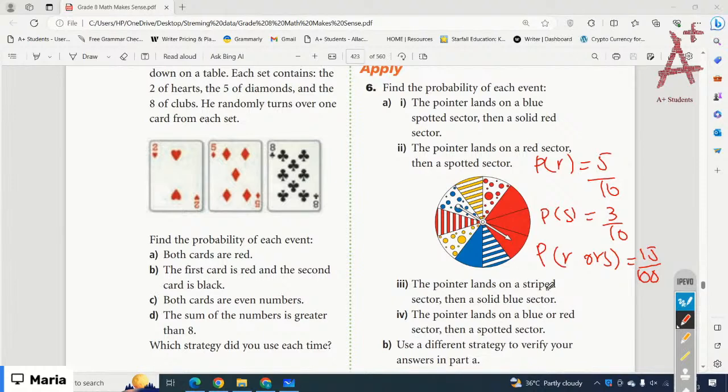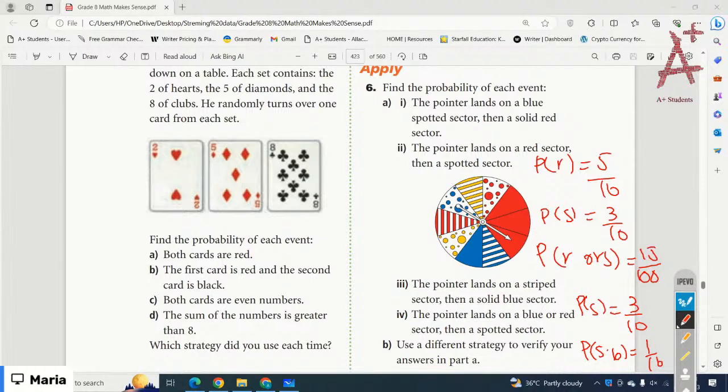The pointer lands on a striped sector, then a solid blue. Striped sector. How many striped? 1, 2, 3. 3 of them are striped. So probability of striped is 3 over 10. And the probability of solid blue is 1 over 10. When you multiply, it makes 3 over 100. Right?